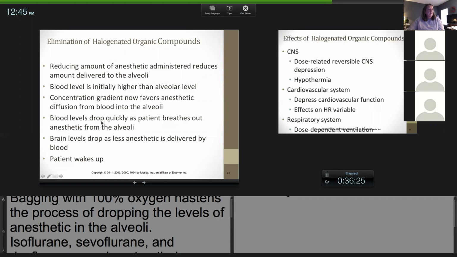This is what I just talked about. This is how they wake up. When you're running maintenance and keeping it consistent, you're keeping a consistent level in the lungs, and it's established a concentration within the blood and the brain. That's constant. So when you turn off, that's when it diffuses out.